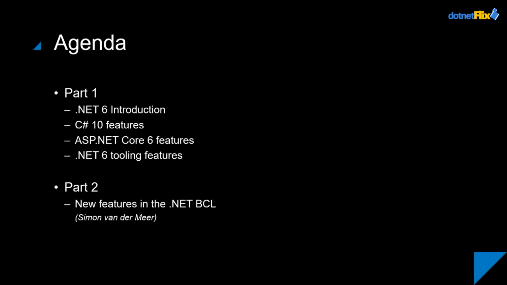Let me share my screen and show you some slides to introduce that. So this is an overview of part one and two. I'm going to do a general introduction of .NET 6, and then we're going to look at C# 10 language features and features in ASP.NET Core 6, and also some updates in the tooling that we will get in .NET 6. And then afterwards in part two, Simon is going to look at new features in the .NET base class library. So let's dive in.